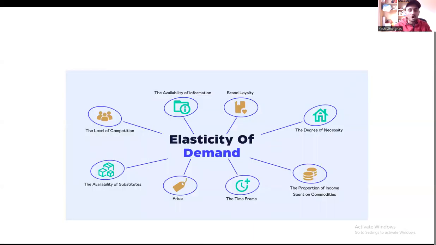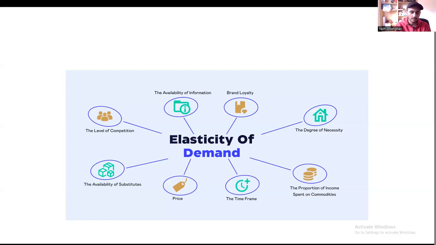So in the previous slide, we talked about how other things also affect the price and elasticity. So these are some other factors which also affect it, like the availability of information, brand loyalty, the degree of necessity, the proportion of income spent on commodities, the time frame, price, the availability of substitutes, and the level of competition. So we should also consider these, but it would be so complex if we take into account all of these measures. So we don't generally take all of these factors. We just work with price and a few other factors, but there are many factors which would also affect the things.